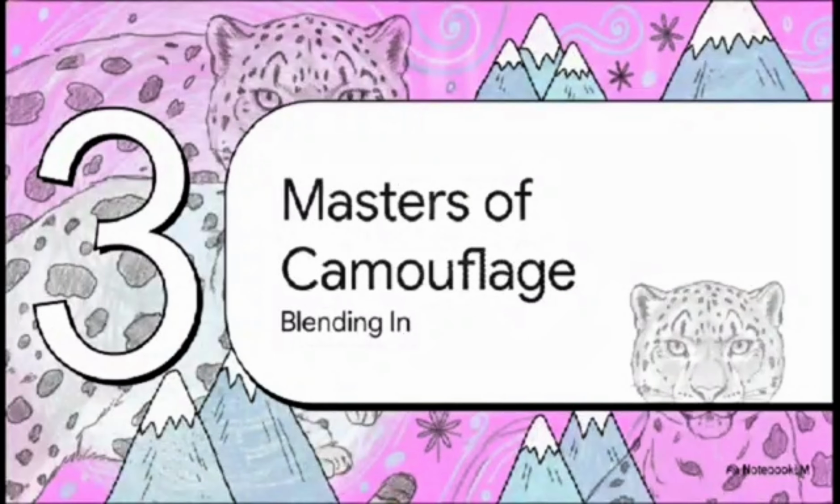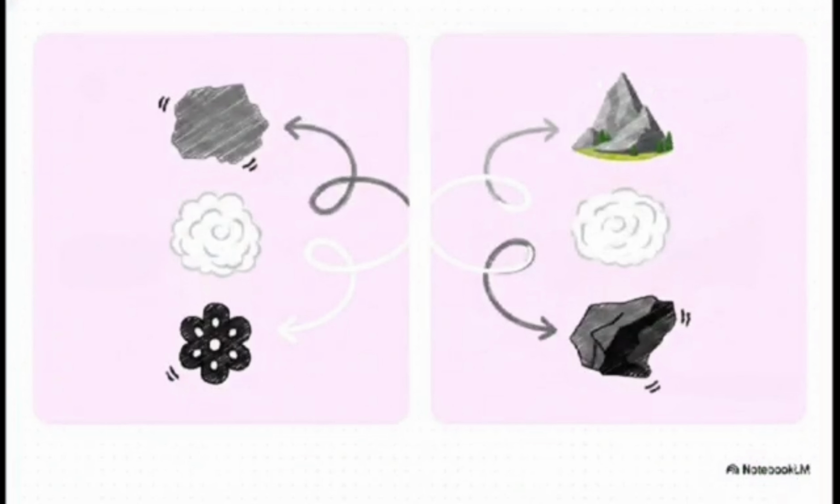Section 3. Masters of Camouflage, blending into the background. Let's break this down. Over on the left, we've got the leopard's coat, smoky gray, white, and charcoal. Now look at the right, the mountain environment, with its snow patches, jagged gray rocks, and deep, dark shadows hiding in the crevices. Every single element of the leopard's fur has a direct counterpart out in the wild. The gray matches the stone perfectly, the white underbelly mimics the snow patches and actually helps cancel out the animal's own shadow underneath it. And those charcoal rosettes perfectly replicate the deep fissures and shadows between the rocks.